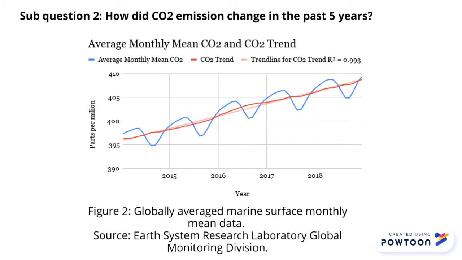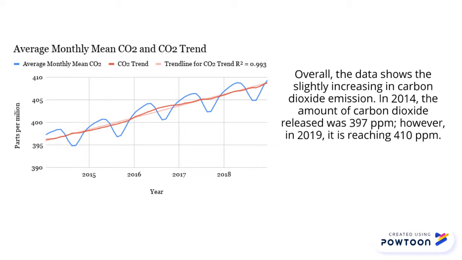I took this data from the Earth Systems Research Laboratory Global Monitoring Division. Overall, the data shows a slight increase in carbon dioxide emission. In 2014, the amount of carbon dioxide released was 397 ppm. However, in 2019, it is reaching 410 ppm.